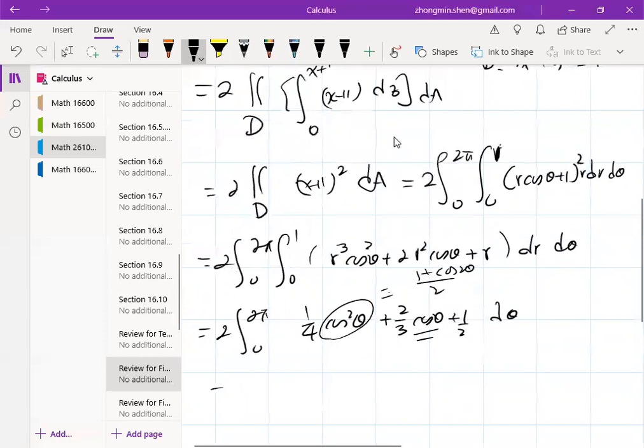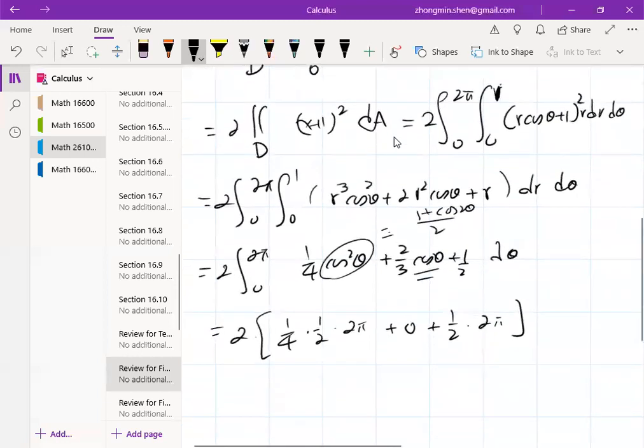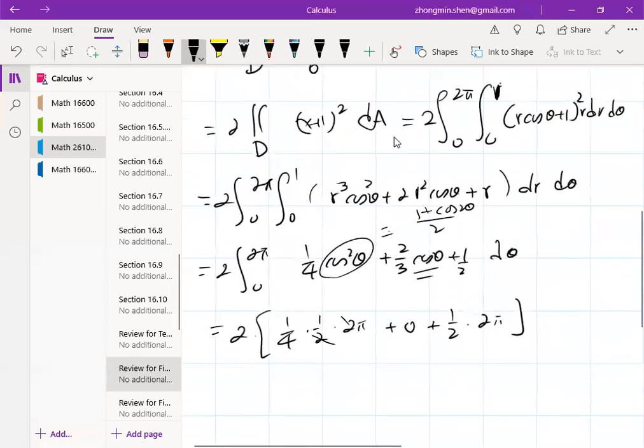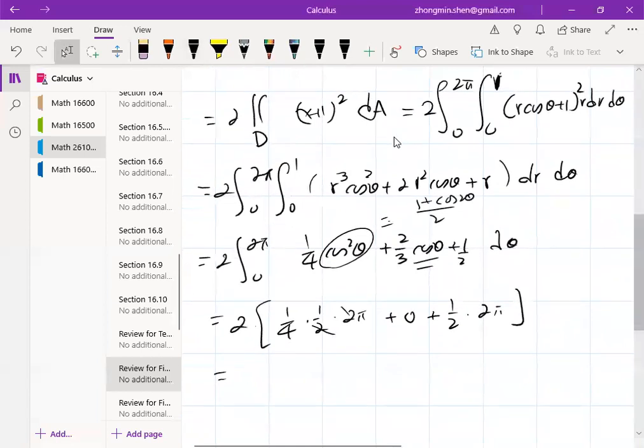So the integral is going to be a quarter times 1/2, then 2 pi. And the cosine 2 theta part is 0, so 1/2 times 2 pi. Okay. So finally, what is that? You get pi over 4 and pi, so pi plus pi over 4, which is 5 over 4 pi, yeah, 5 pi over 4.